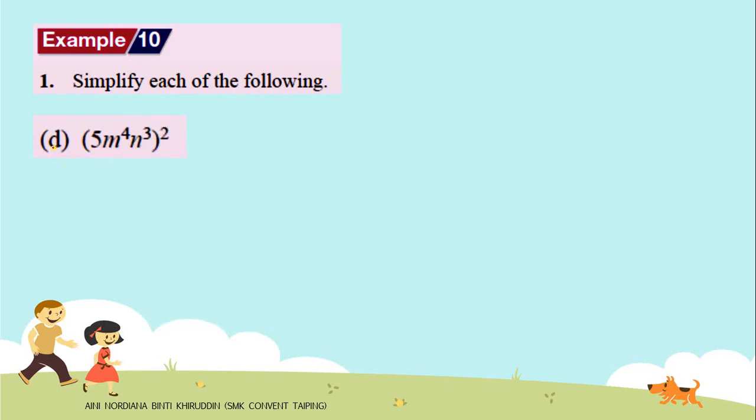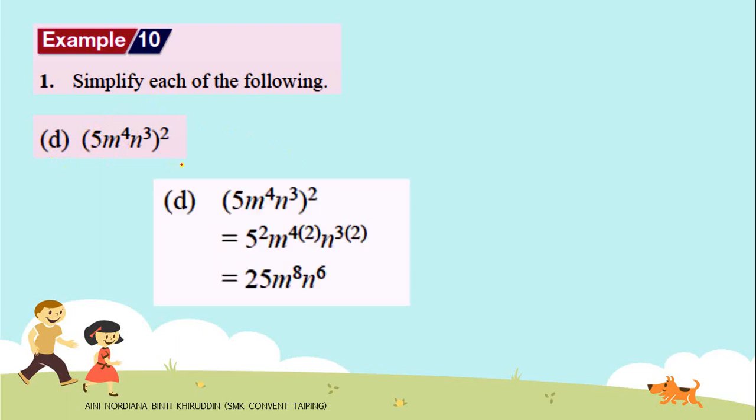Okay, have a look at example D. Here also you have to apply the power 2. So 5 squared, m to the power of 4 times 2, n to the power of 3 times 2. So 5 squared is 25. So m to the power of 4 times 2 is 8. n to the power of 3 times 2 is 6.